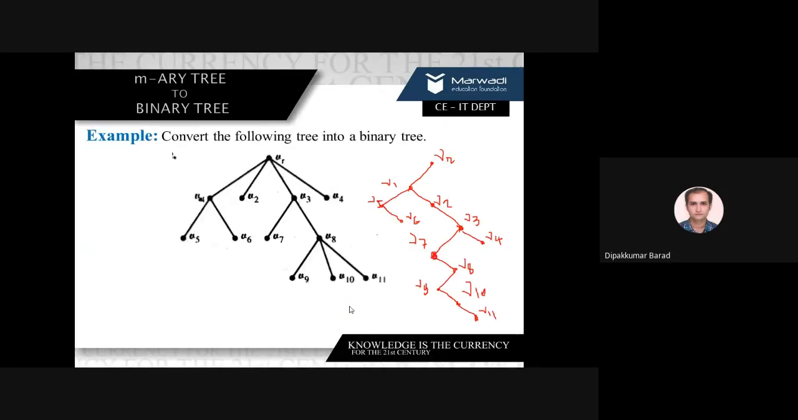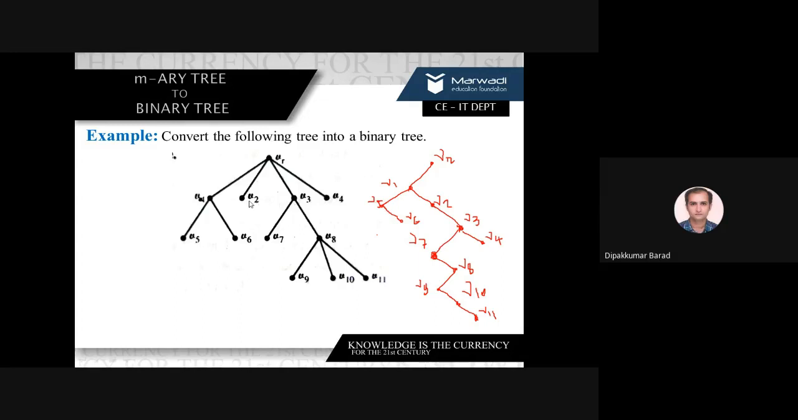We start with the root of the given M-array tree, which is VR, the same as the root of the binary tree. The leftmost child is V1, so we get the left child V1. These are the siblings V2, V3, V4, so we connect V1 to V2, which is the right child of V1. We delete the links VR to V2, VR to V3, and VR to V4.